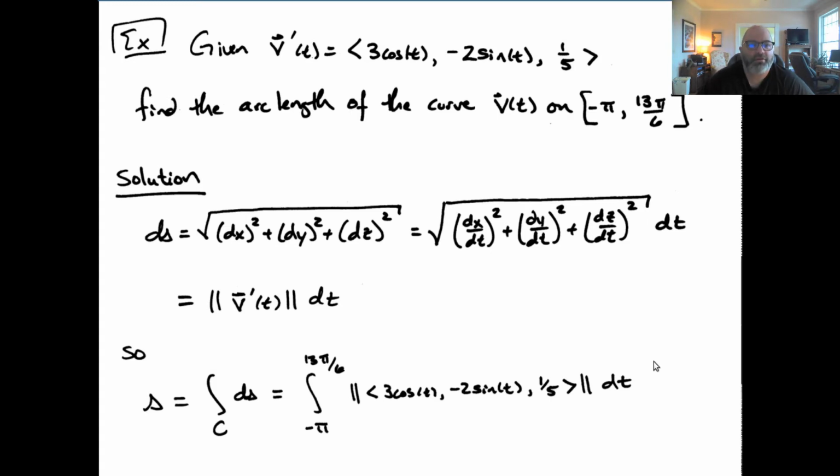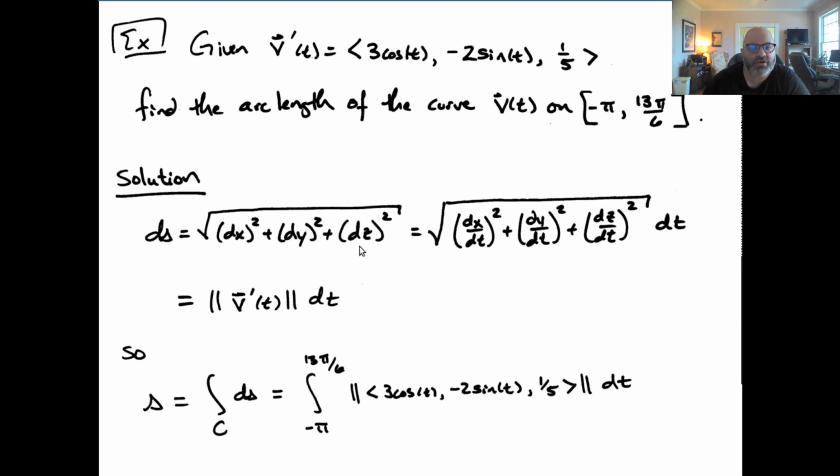Let's take another look at a second problem involving arc length. In this problem, we're given that the derivative of a curve is given by the expression 3 cosine t, minus 2 sine t, and 1/5. We want to find the arc length of the original curve on the interval from minus pi to 13 pi over 6.